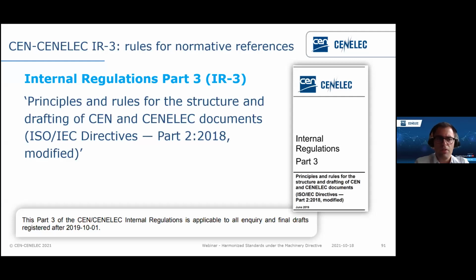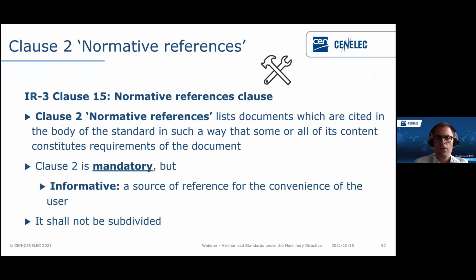In particular, the normative references are very useful because they allow the use of already established provisions rather than developing new ones. And this will also help to reduce the risk of error, shorten the length of the document that you are writing, and avoid duplication. So the internal regulations part 3 clause 15 provides some rules on the clause of normative references, which is clause 2. According to the definition, this clause lists the deliverables which are cited in the body of the standard in such a way that some or all of its content constitutes requirements of the document. So this comes from internal regulations part 3. Another important element is that clause 2 is mandatory.